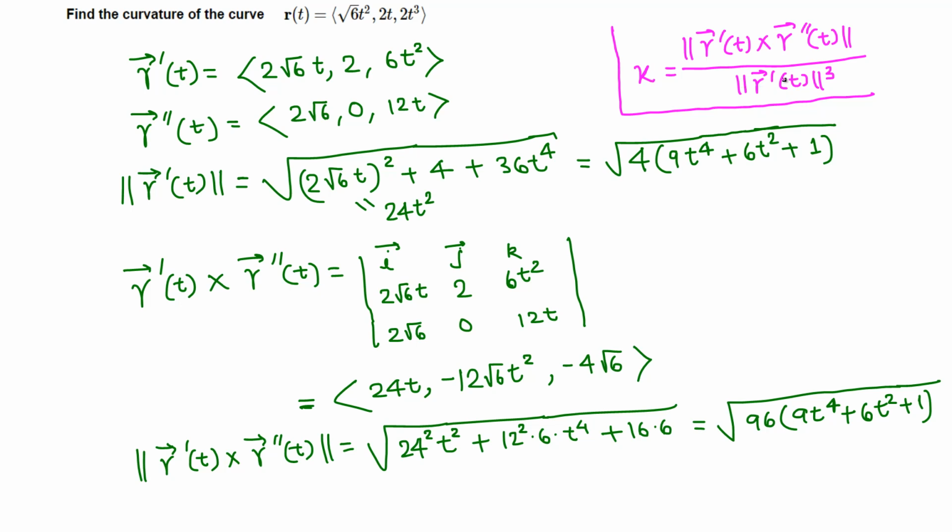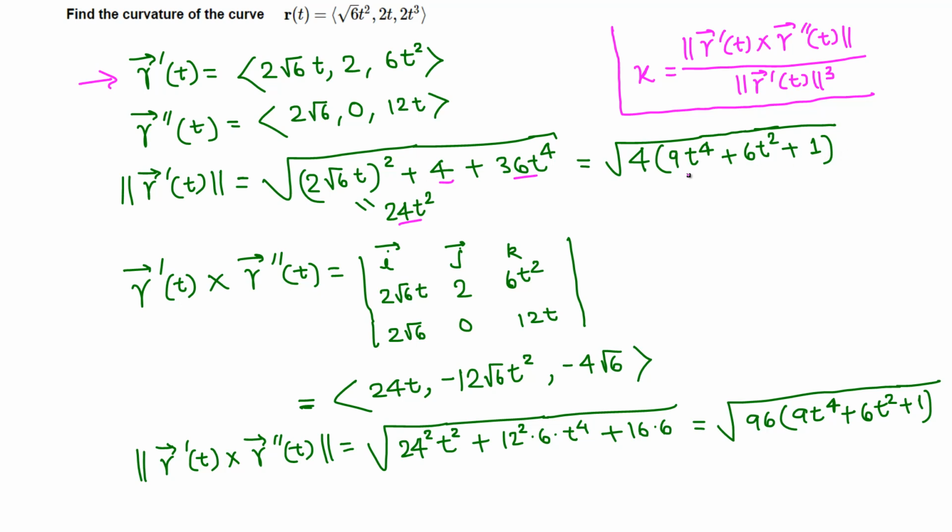So let's find the magnitude of r prime. The magnitude of this is the first component squared, plus 2 squared, 4, plus 6t squared squared, 36t to the fourth. And this square means 2 root 6 squared, 4 times 6, 24 t squared. And now we got 3 terms, and we can factor 4 out. This is inside the radical sign, and that leaves 9t fourth plus 6t squared plus 1.